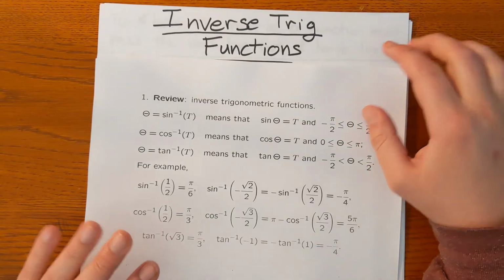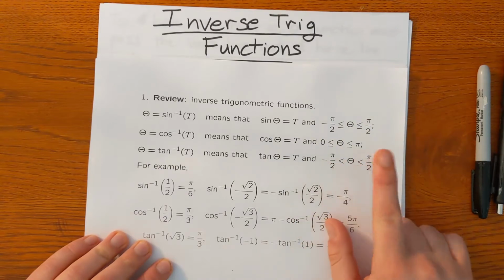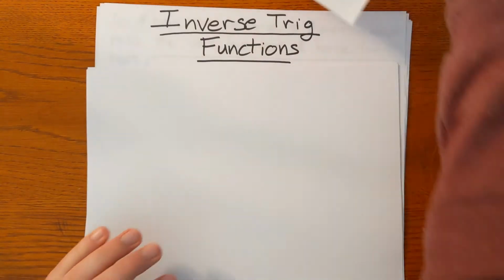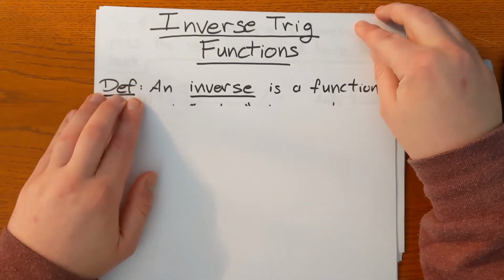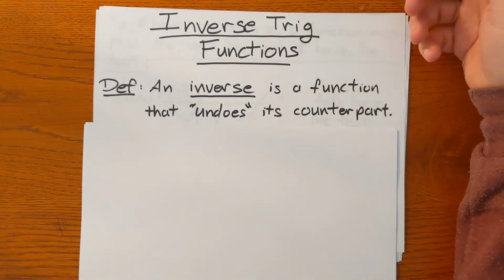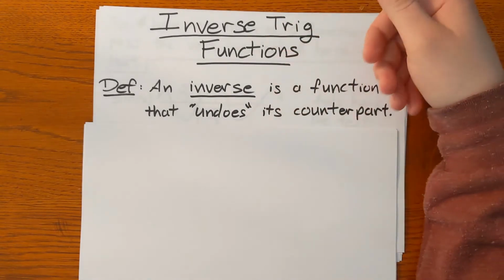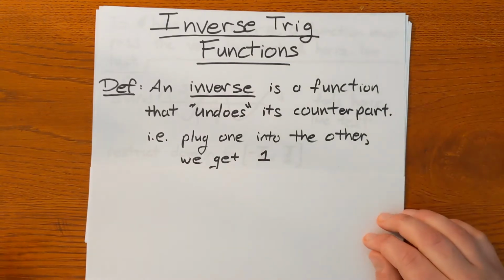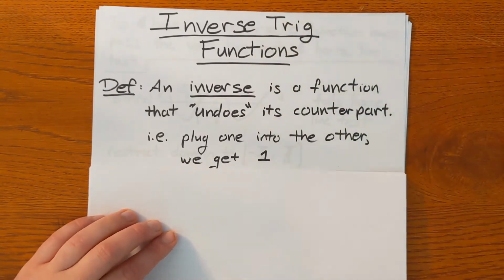So first, let's talk about how we define inverse trig functions and how we get these ranges and where they come from. When we're talking about inverse trig functions, we have to know what an inverse is. An inverse is a function that undoes whatever it's an inverse to, its counterpart. In more mathematical lingo, if you plug one into the other, they cancel out, and all that you get is 1.